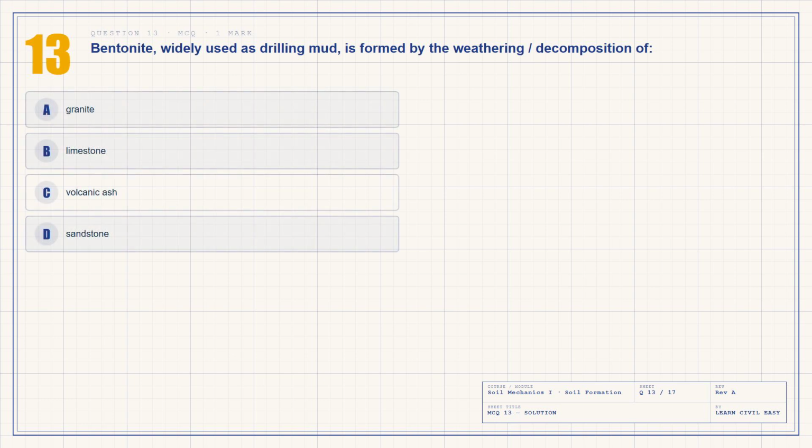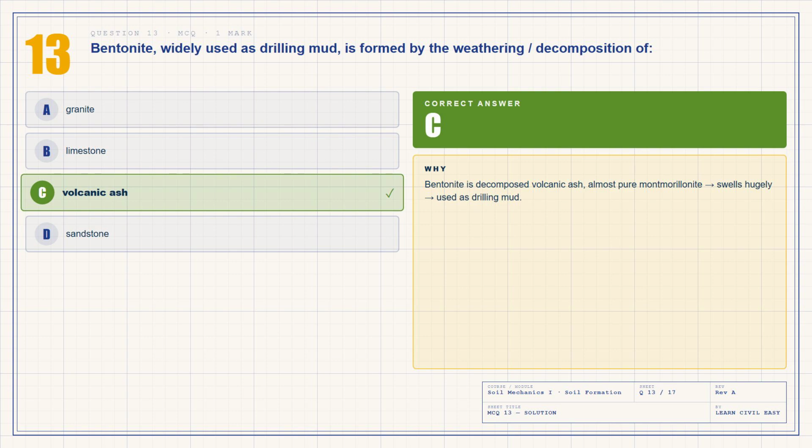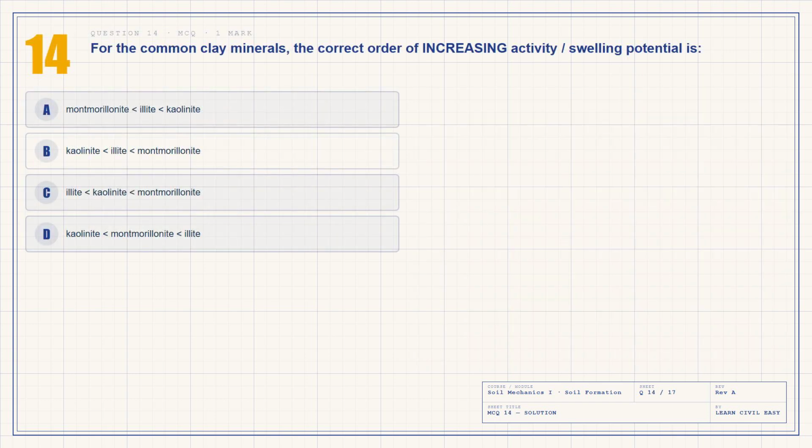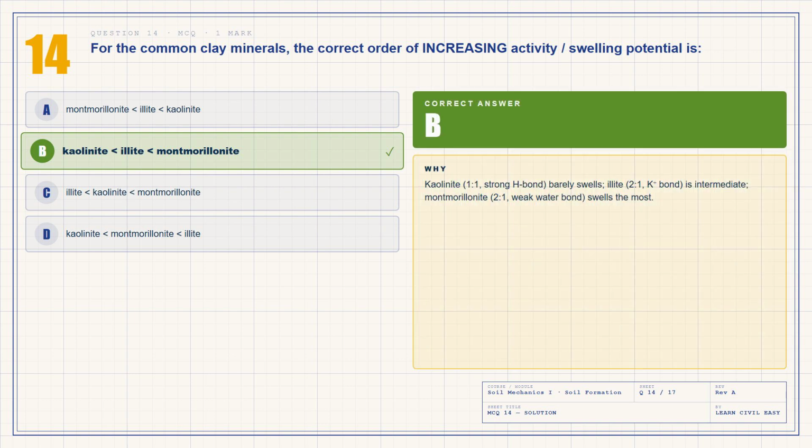Question 13. The answer is C. Volcanic ash. Bentonite is decomposed volcanic ash, almost pure montmorillonite, and it swells enormously. That is why it is used as drilling mud. Question 14. The answer is B. The order of increasing swelling and activity is kaolinite, then illite, then montmorillonite. Kaolinite barely swells. Illite is in the middle, and montmorillonite swells the most.